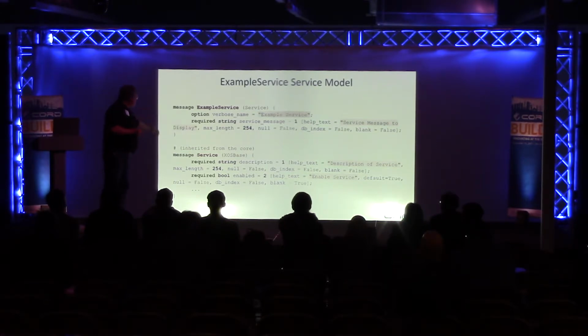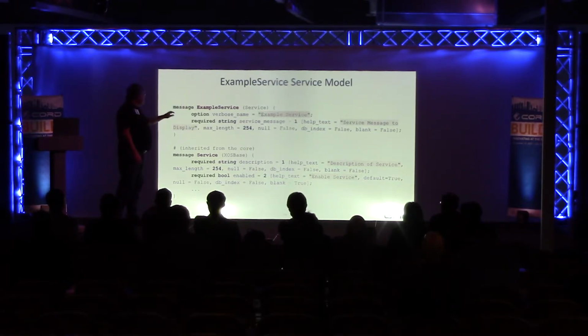And down here at the bottom, I included a little snippet of what the service model looks like in the XOS core. So you don't need to know much about service for the purposes of this talk, other than there's a whole bunch of fields inside service, things like description and enabled, service name, service version. There's a dozen or so fields down there in service. So we've inherited service into example service, then we have an option. The option is a verbose name. That's something we use in the GUI to present human readable names.